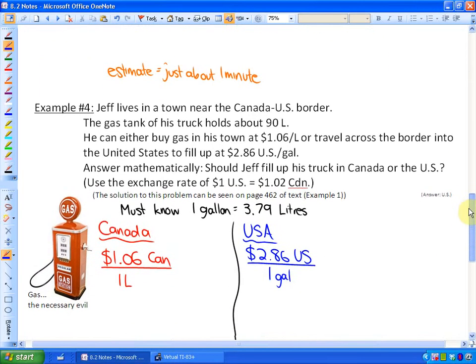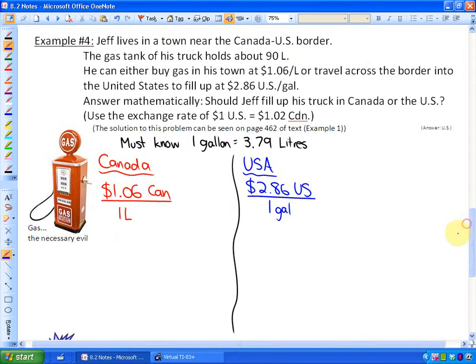The next question is comparing gas prices. These gas prices are a little bit old, but we'll get the same point across. Gas continues to escalate in price. So in this particular question, it says Jeff lives in a town near the Canada-US border. The gas tank of his truck holds about 90 liters.